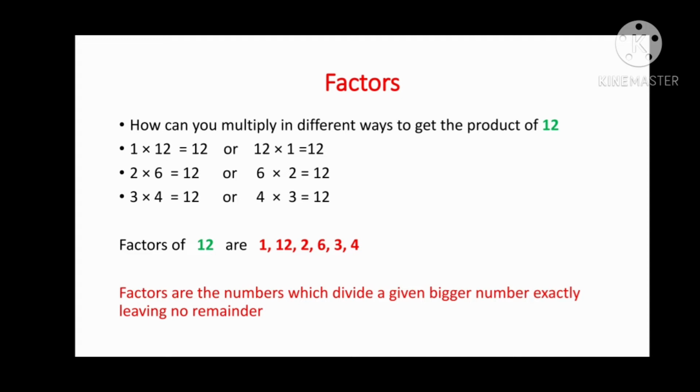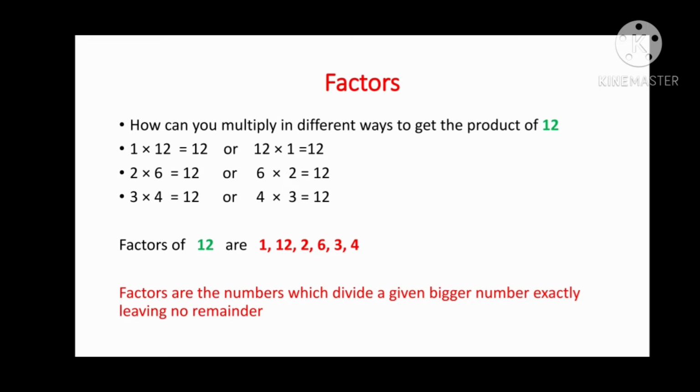12 divided by 1, we get 12 as the quotient. Similarly, 12 divided by 6, we get 2 as the quotient. 12 divided by 4, we get 3 as quotient, or 12 divided by 3, we get 4 as the quotient. In all these divisions, we are getting 0 as the remainder. That means all these numbers are factors of 12 because we are getting 0 as the remainder. If the remainder is not 0, then they are not the factors.